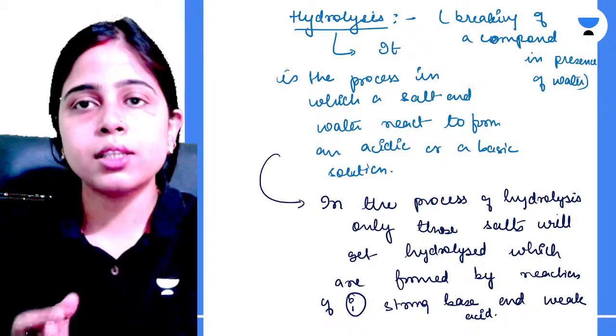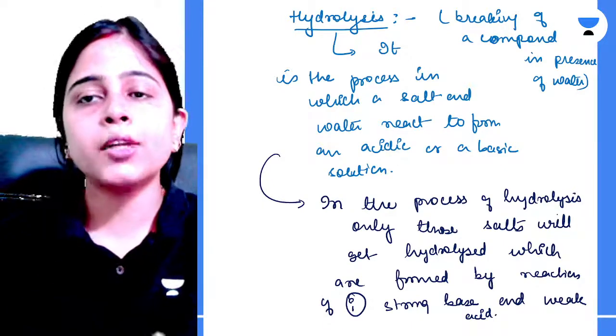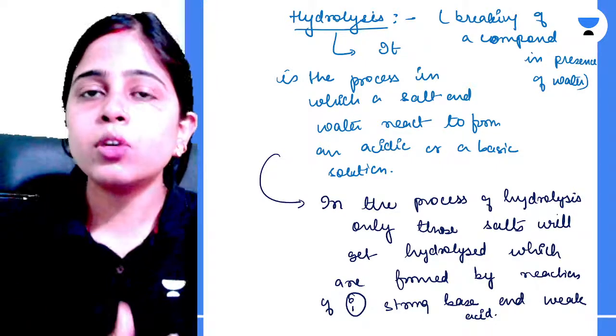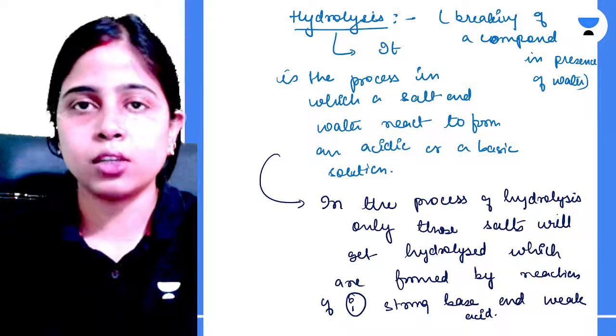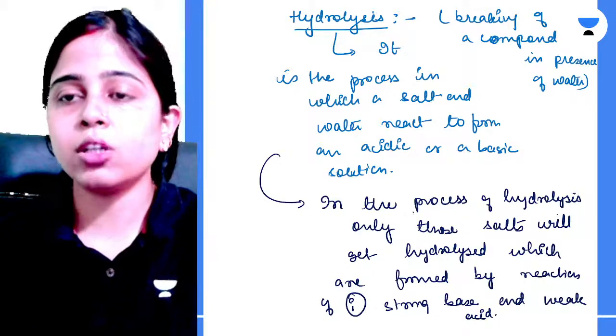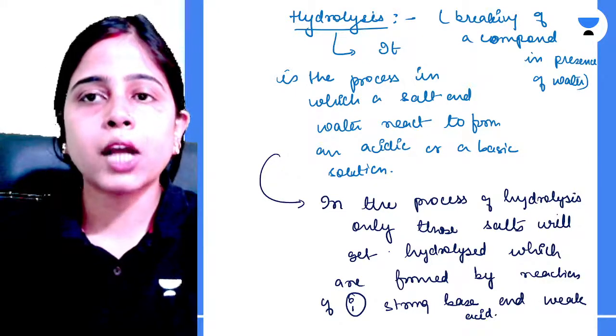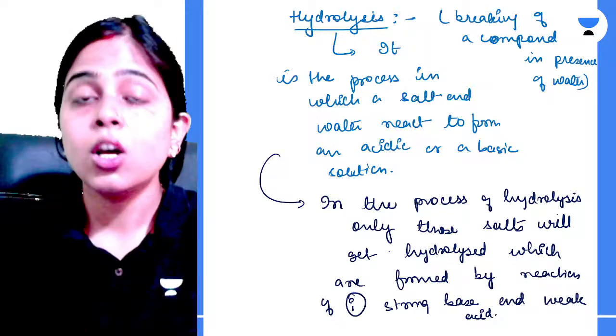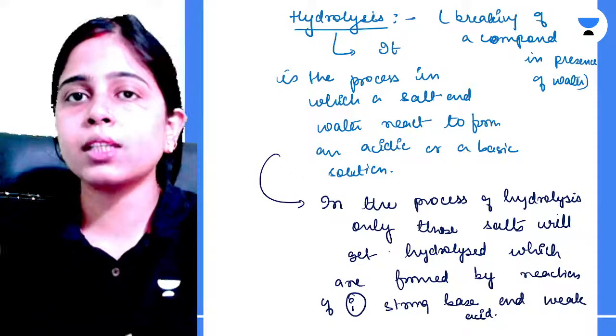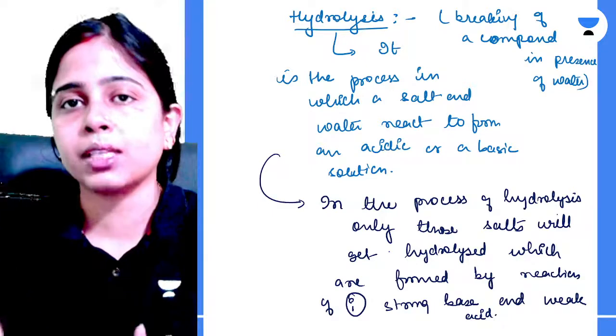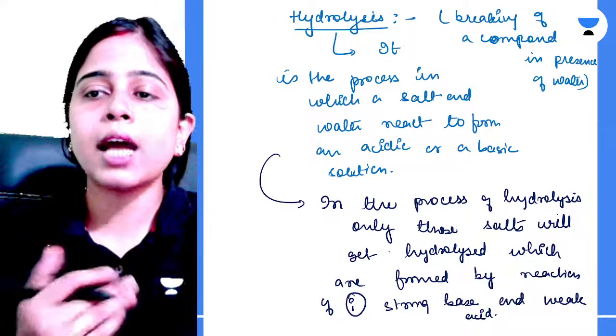So it is a process where you take a salt and you react it with water to give out an acidic or basic solution. In this process of hydrolysis, we either take those salts which are formed by the reaction of strong base and weak acid, or those salts which are formed by the reaction of strong acid and weak base. So these salts will react with water.